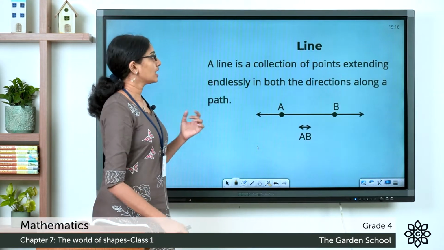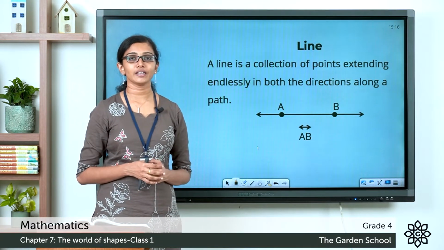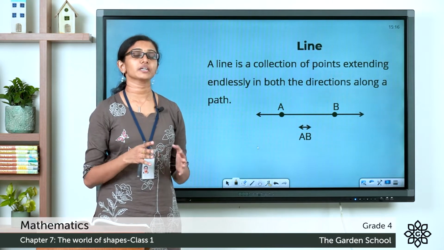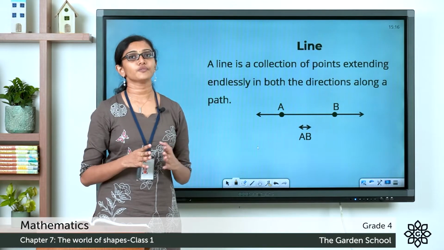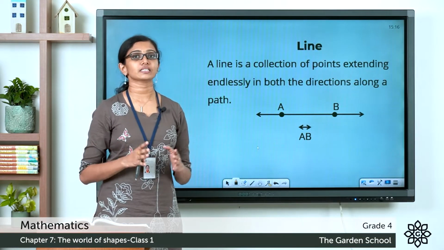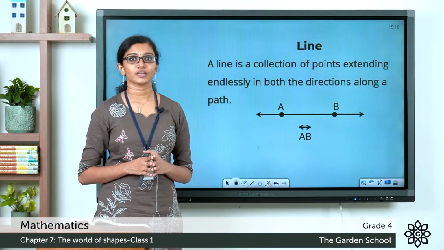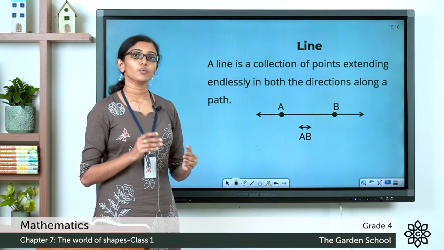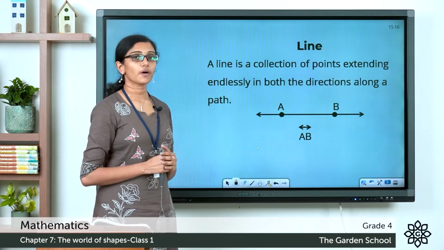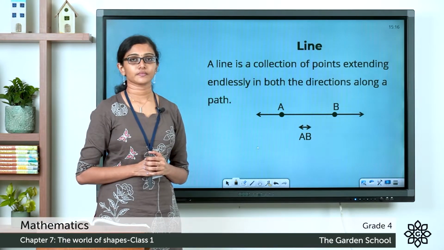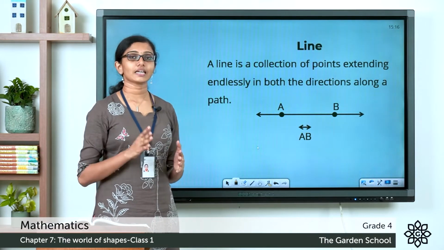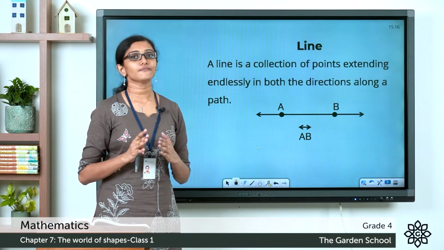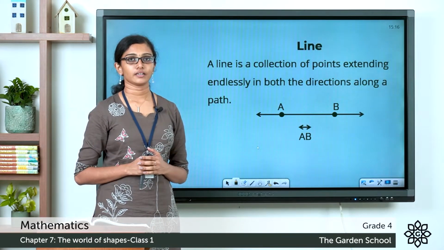Now, a line. What do you mean by a line? A line you can define as a collection of points that extends endlessly in both directions. Here you can see a line. This is line AB, where A and B are 2 points marked on the line. Since a line is extending endlessly, you can mark infinite number of points on a line.